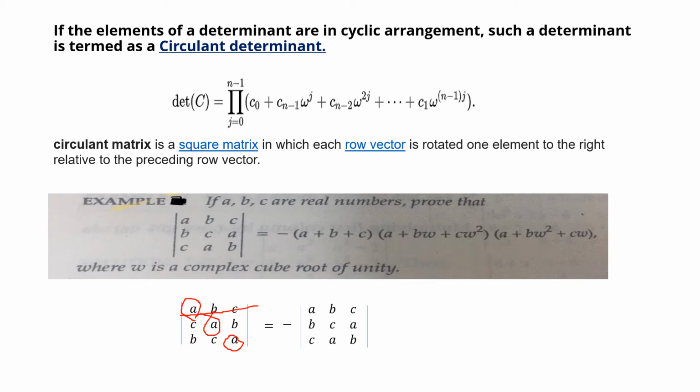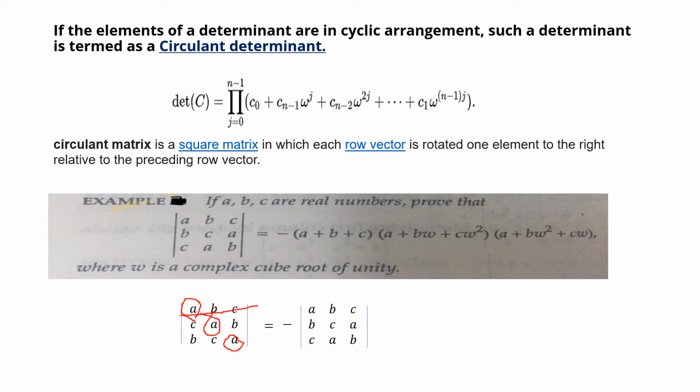And for calculating the determinant of such matrices, we have a direct formula. The determinant of C is equal to the product of (C0 plus Cn minus 1 omega^j plus Cn minus 2 omega square j). Here omega is a complex cube root of unity and these Ci's are nothing but the numbers written inside the matrix for which you are calculating the determinant.